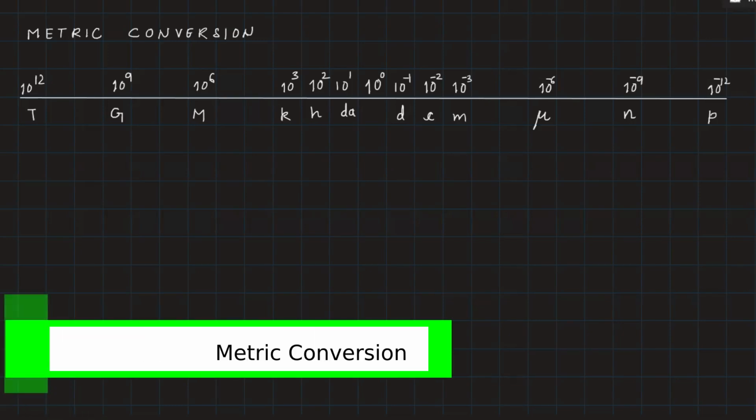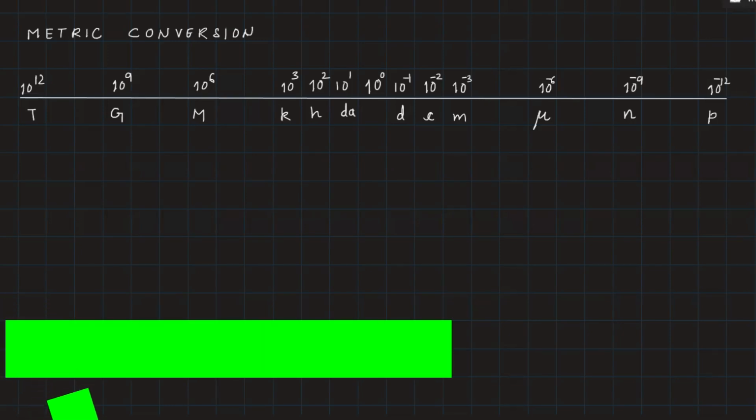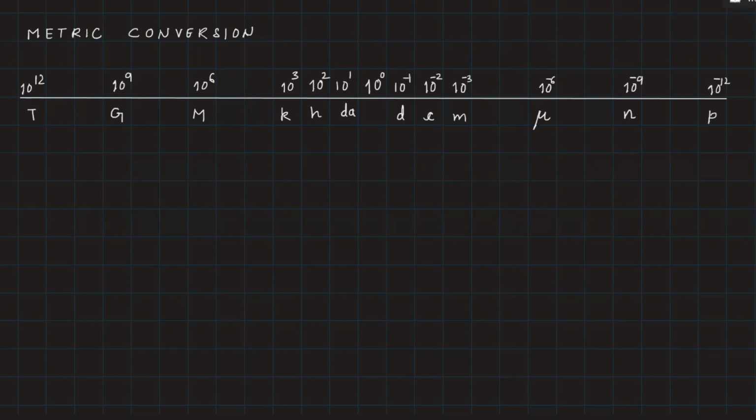Hello, in this video, we are going to see metric conversions. There will be one quantity provided, and you have to convert it into another lower or higher unit. For that, we have this chart where this is unit 1, and on the left of it there are higher powers of 10, and on the right, we have the lower powers of 10.